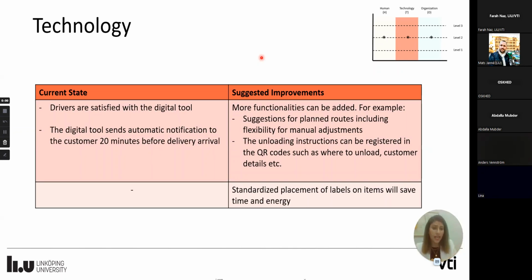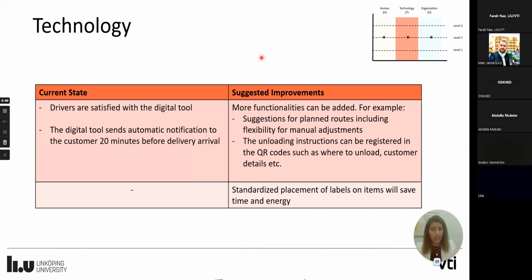And the other thing is that the unloading instructions can be registered in QR codes, such as where to unload and the active details of the customers, their addresses and contact numbers. Sometimes the numbers given on the invoices are not updated, and when the truck arrives at the gate of the construction site to deliver the material, it becomes a hassle to contact the concerned person. So it will help.